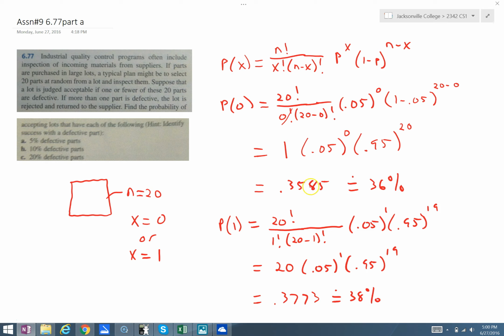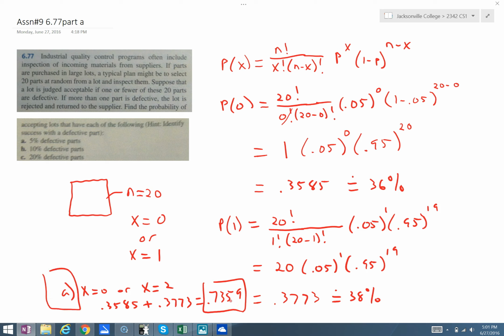Okay, so we could now sum these two numbers, and that would be the answer for A. So answer choice A, we want the chance that x is equal to 0 or x is equal to 1, and that's going to be 0.3585 plus 0.3773, and that is 0.7359. This is answer A.